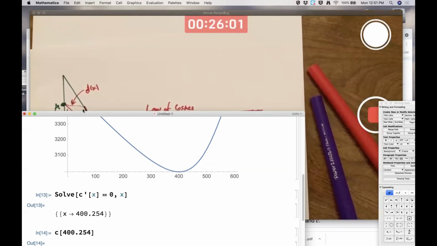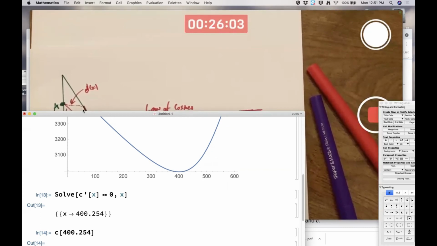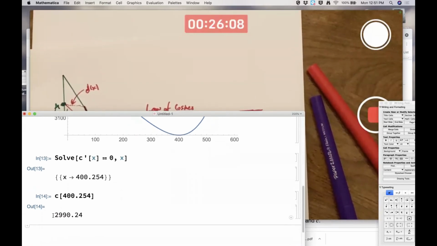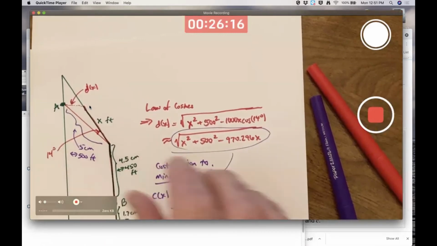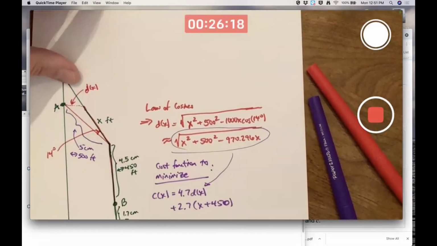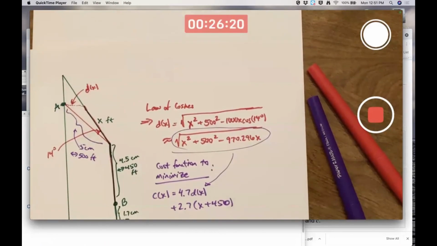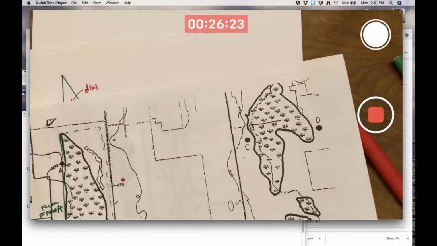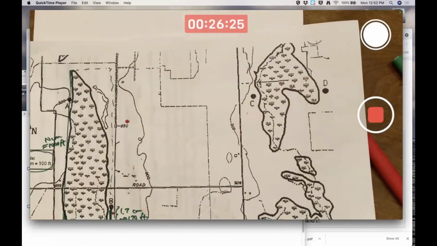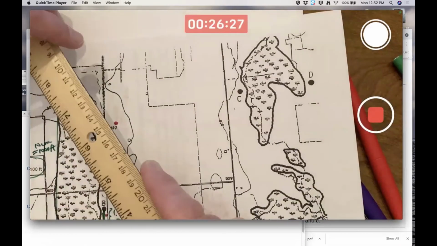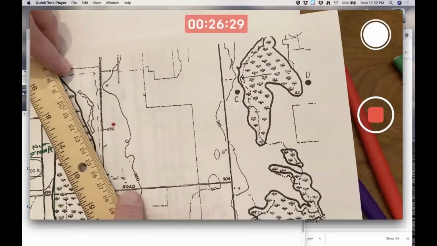Close enough to 400 feet to maybe even just go ahead and do 400 feet. And then our minimum cost itself will be about $2,990. Okay, so there's a practical problem and a practical solution. Now, the swampland's not exactly a rectangle. You'd probably want to come back here and say, okay, what does this really mean? It's not exactly a rectangle. You're just trying to approximate it.